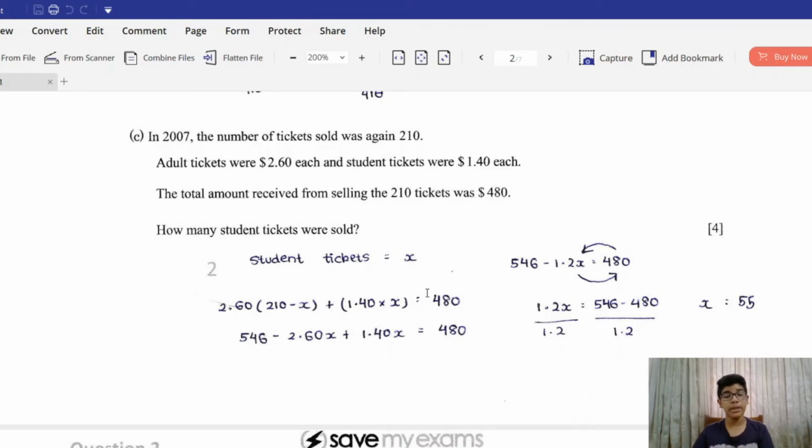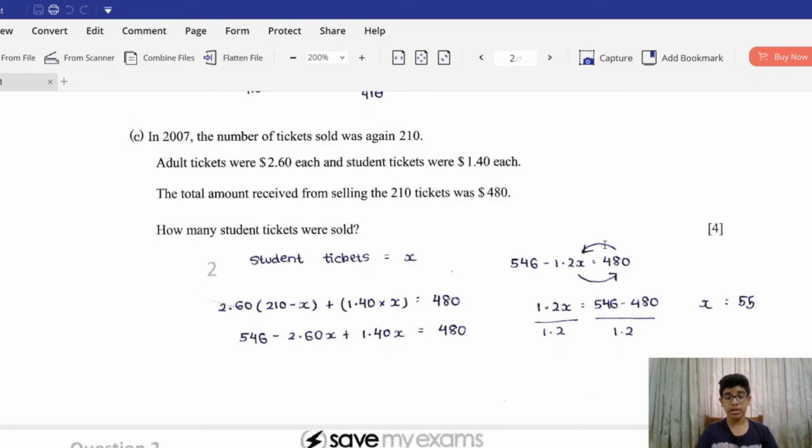Now let's open the brackets. So it's 546 minus 2.60x plus 1.4x is 480. Let's collect the like terms. So negative 2.6 plus 1.4 is negative 1.2. And 546 minus 1.2x is 480.